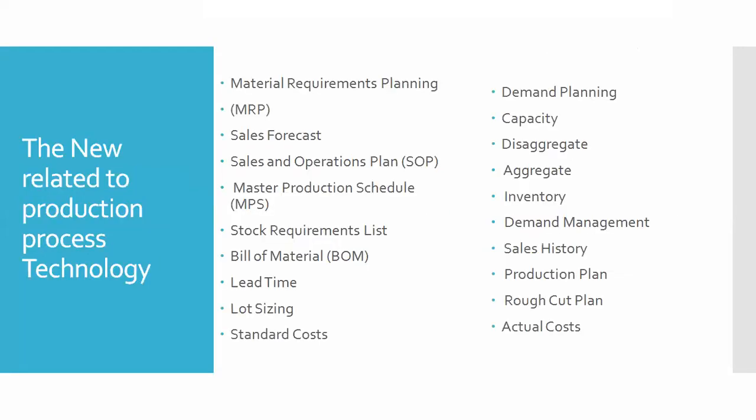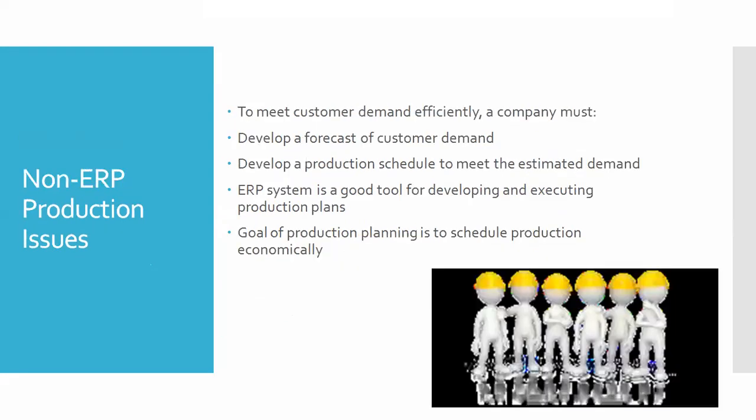Now another new area related to production process technology, which includes MRP, sales forecast, sales operation plan, master production schedule, stock requirement list, bill of material, and lead time, lot size, standard cost, capacity planning, capacity, disaggregates, aggregates, inventory, demand management, sales history, production plan, rough cut plan, and actual cost.